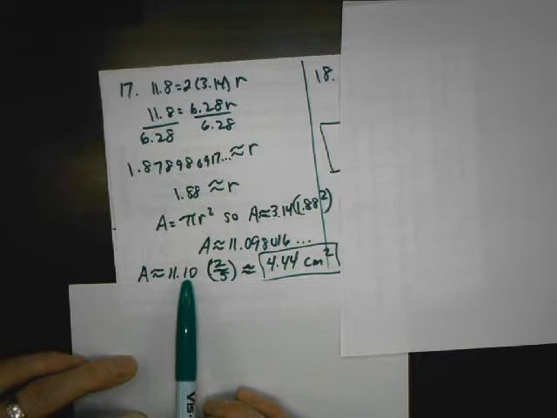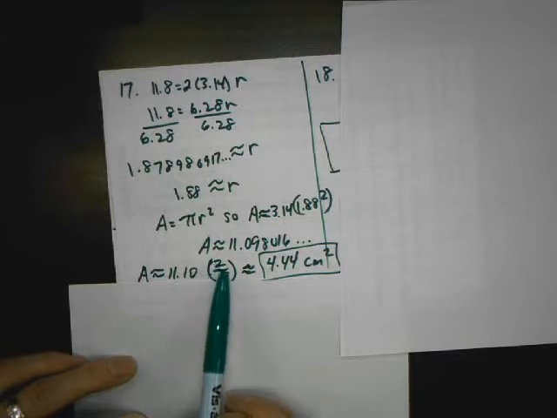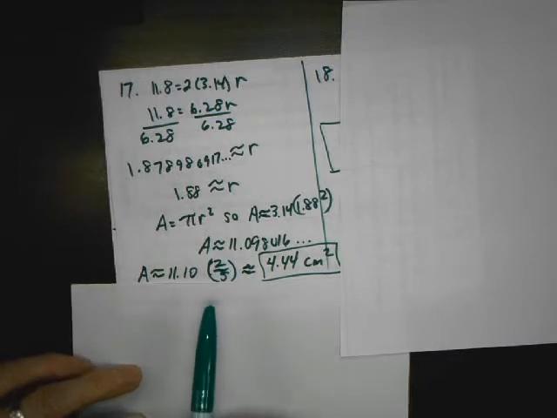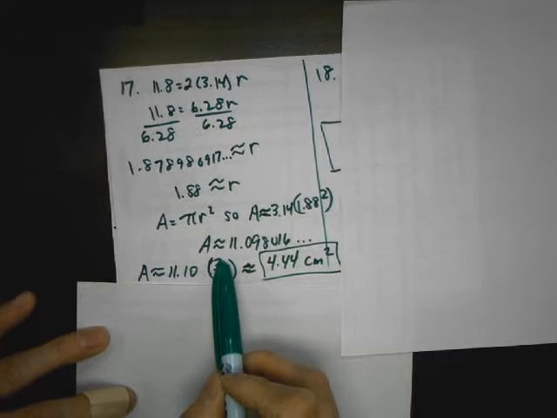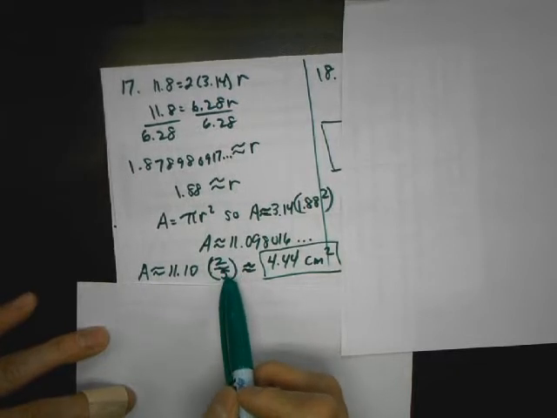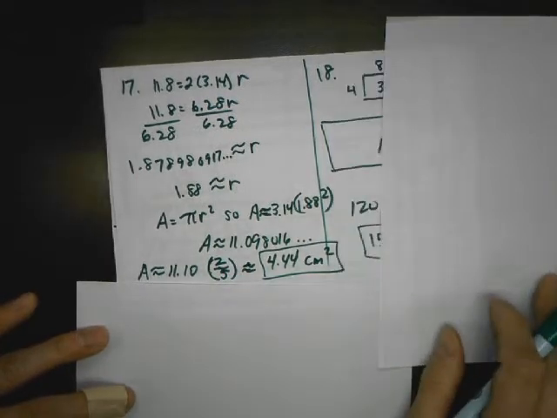And then I go 11.10 times 5 equals, then divided by, times 2, then divided by 5. That's how we do 2/5 in a calculator. We take the number, we multiply by the numerator, and then we divide by the denominator. You should get 4.44 centimeters squared.